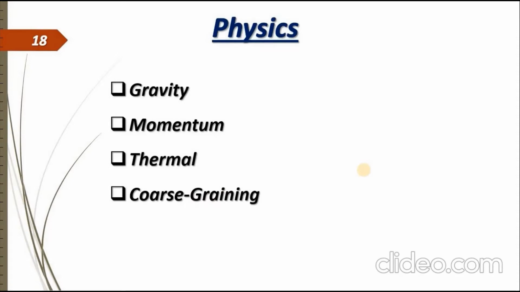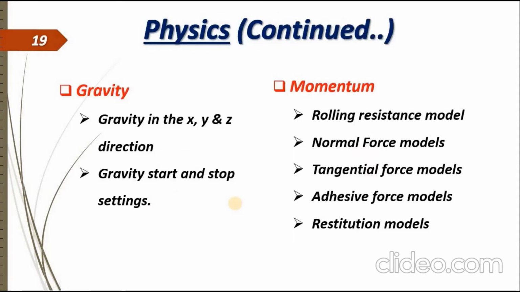In the physics section, we can change the gravity, momentum, thermal, and coarse graining related to the particles. The gravity in the x, y, z direction can be changed, and we can also adjust the gravity start and stop timing settings. In the momentum section, there are many models related to particle-particle interactions, like rolling resistance models, restitution models, adhesive force models, tangential force models, and normal force models. Each model is suited to a specific kind of situation. Mostly they are related to particle-particle interactions.